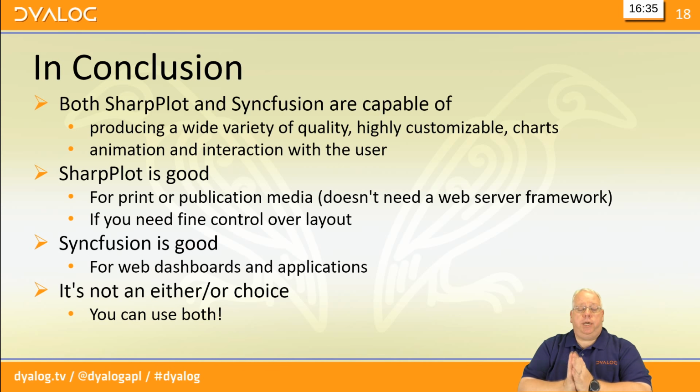So SharpPlot is really good. It was originally designed, I mean, RainPro was originally designed for print or publication media, and it still excels at that. It doesn't need a web server framework, and it's a good choice if you need really fine control over the layout of your charts. Syncfusion is good if you're developing web dashboards or applications. But the nice thing is it's not an either-or choice. You can use both.